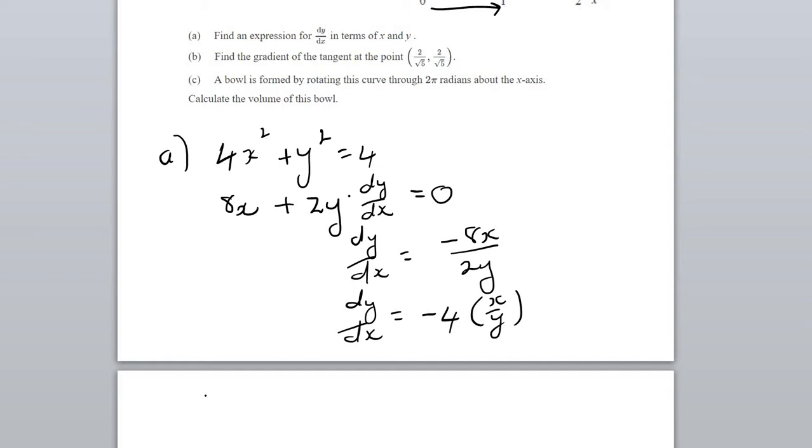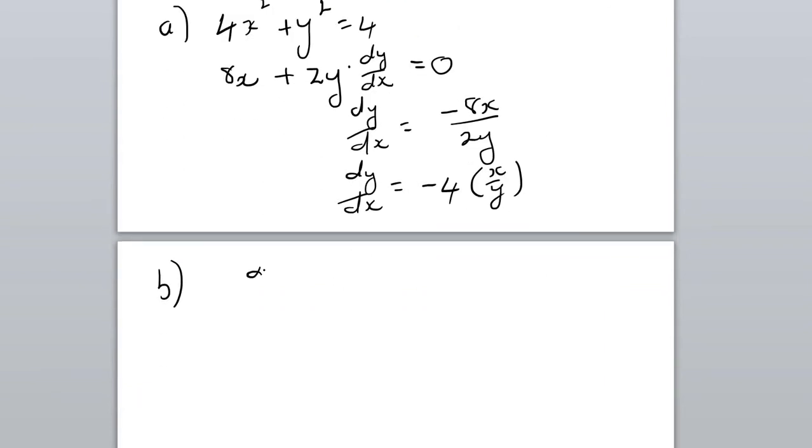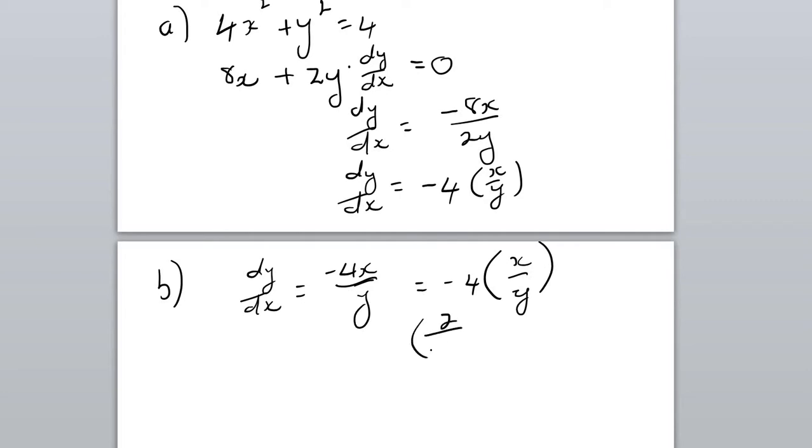Now, for part B, luckily for us, if we read carefully, they say find the gradient. They do not ask us to find the equation. They only ask us to find the gradient of the tangent at the given point. So I know that my gradient function dy dx is equal to negative 4x over y, or alternatively, I prefer to write it like this for the moment. You will see why. Now, they tell us at the point, and the point given is 2 over root 5 for my x coordinate, 2 over root 5 for my y coordinate.